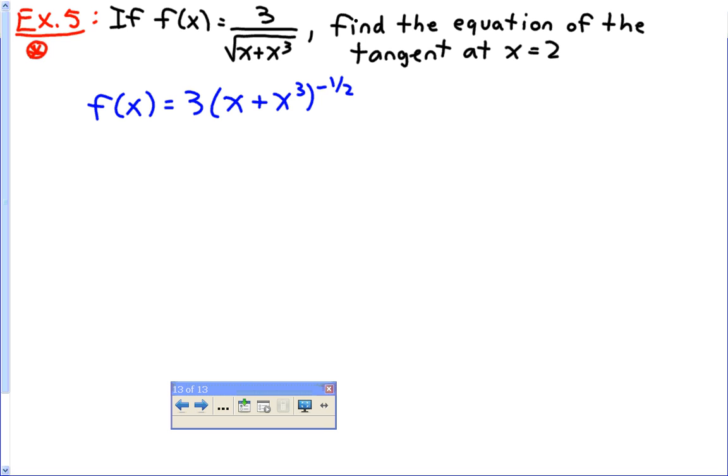Now, this is a chain. Why is this a chain? Because there's an exponent outside of the bracket. There's something in the brackets, and there's an exponent. Someone was asking, how can you tell it's a chain rule? When there's something complicated, basically.